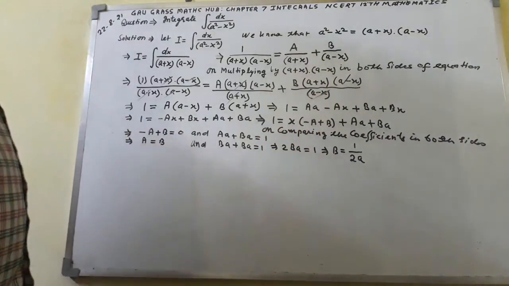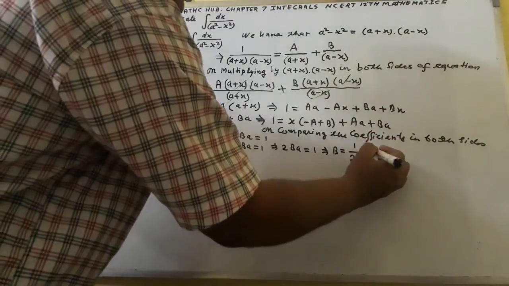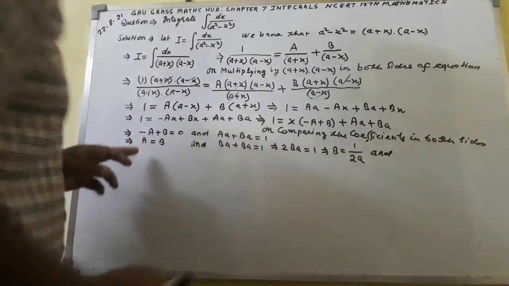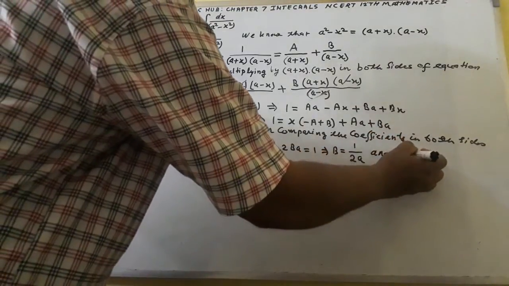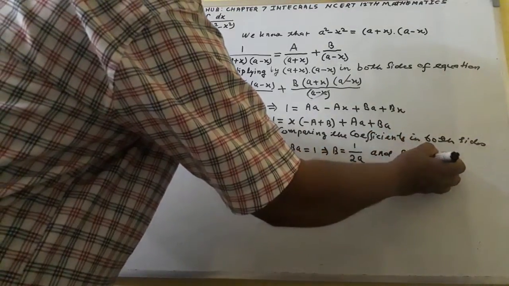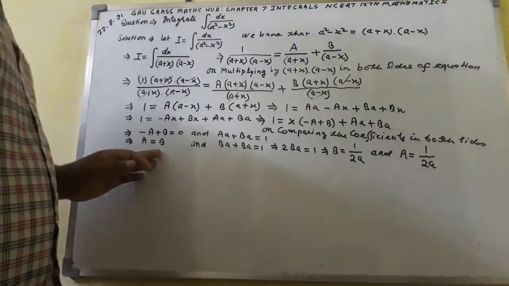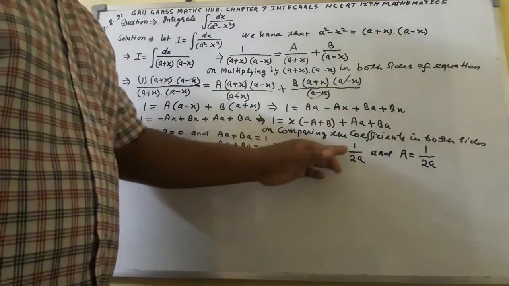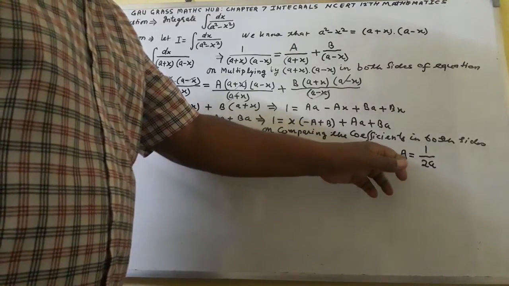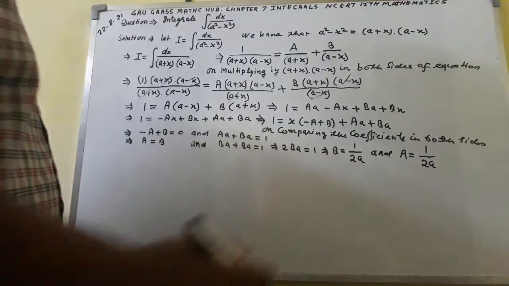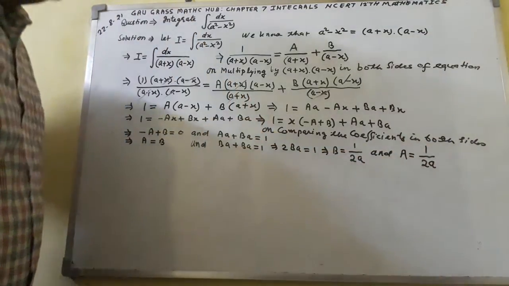Now what is the value of A? Here you can say A equal to B. A equal to 1 over 2a we shall get, because A equal to B. The value of B you have got is 1 over 2a. The value of A will be A equal to 1 over 2a. This one. And now what to do next?